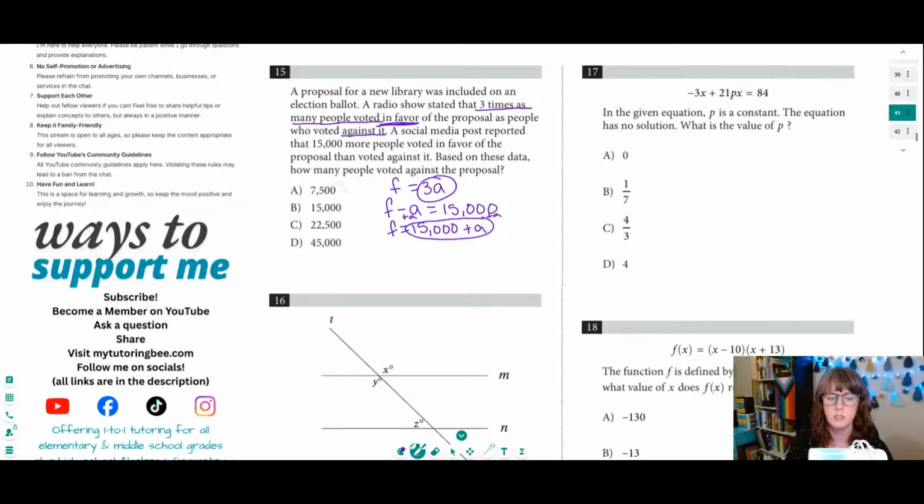And we do want to know how many people voted against the proposal, so that will help us figure that out. We can just set these equal to each other. So then we are going to subtract A from both sides, leaving us with 2A equals 15,000. Then A equals 7,500. And yep, here we go, 7,500 is our answer there. Okay, great.